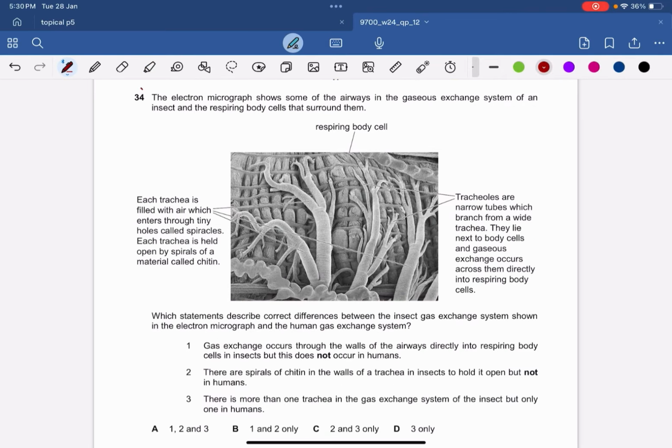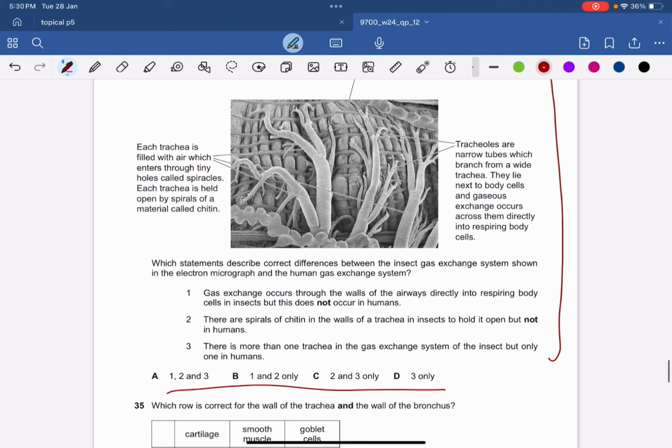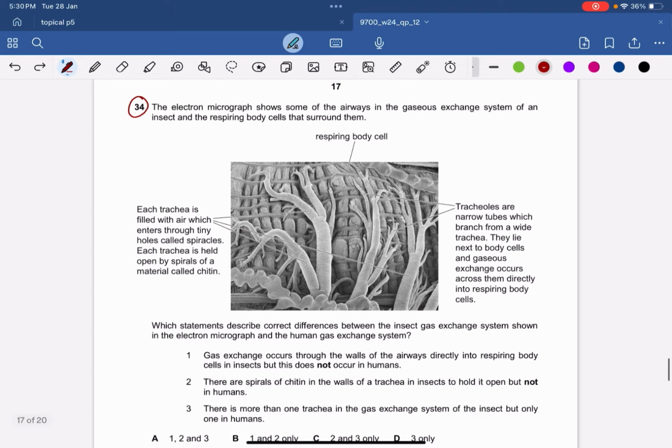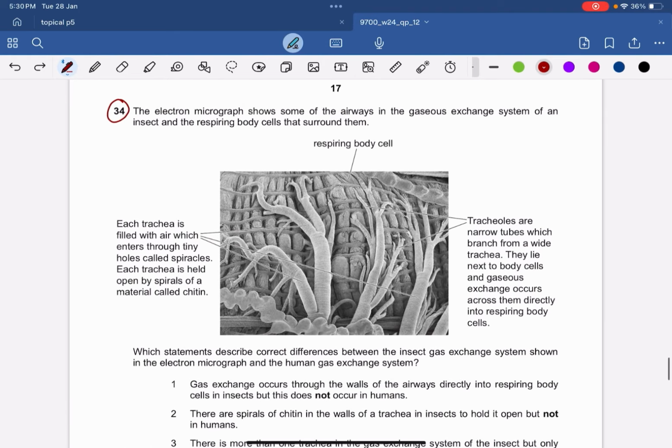Let's now have a look at question 34, which is a very lengthy question as well and a lot tricky as well. We have to basically interpret the whole of the information which is given in the question and then conclude our correct answer, right? So let's start by reading this question. Basically in this question they say that the electron micrograph shows some of the airways in the gas exchange system of an insect and the respiring body cells that surround them.